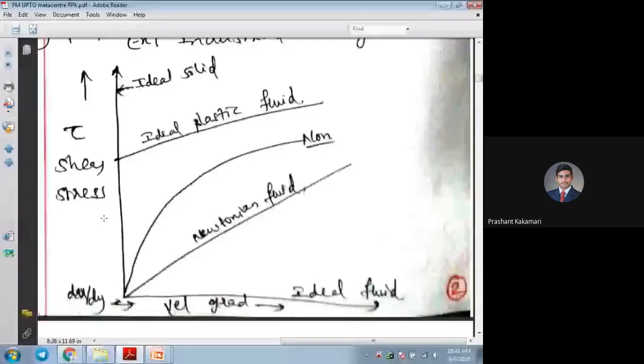So this graph will indicate what types of liquids are possible. Change in the dimensions, no flow, is solid, but even ideal solids also have some yield stress. So at a given point it may break or it may start acting like a plastic body. So that also depends.